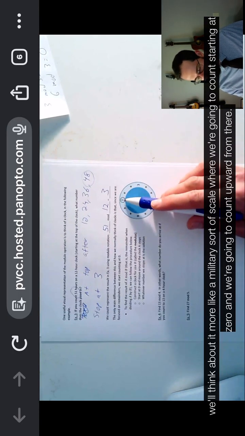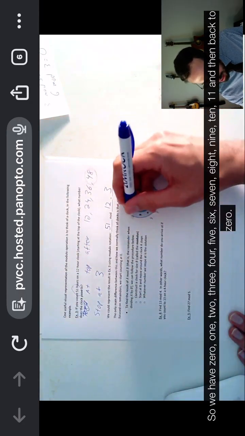And we'll build on this in a little bit, but basically we can think about this like a normal clock with one slight modification. So instead of counting at 12, we'll think about it more like a military sort of scale, where we're going to count starting at 0. And we're going to count upward from there. So we have 0, 1, 2, 3, 4, 5, 6, 7, 8, 9, 10, 11, and then back to 0. And those are all of the numbers that we're going to be dealing with. We're only thinking about the integers here, so we're not thinking about 1.5 or anything like that, just the integers that we're working with.